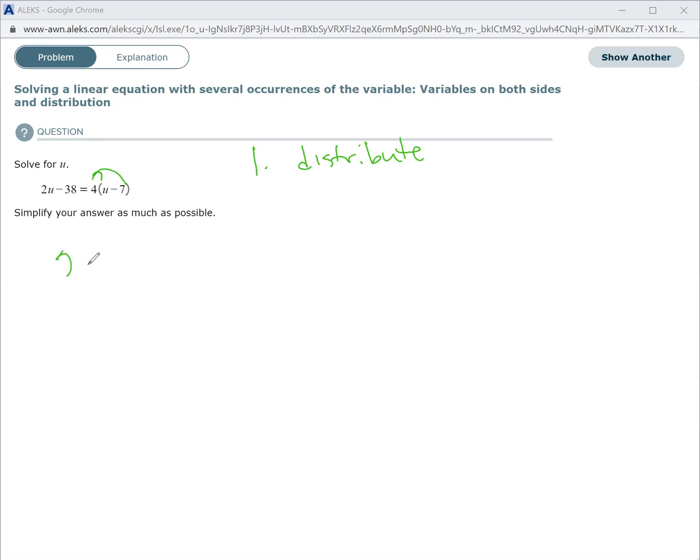So we're going to go ahead and rewrite this and we'll distribute as we rewrite it. So we have 4 times u is 4u minus 4 times 7 is 28. Now we're at the point where we need to get all the u's on one side, or all the variables, and all the numbers on the other. It doesn't matter which side you put them on. So the second step we should write down is we're going to be adding and subtracting terms.